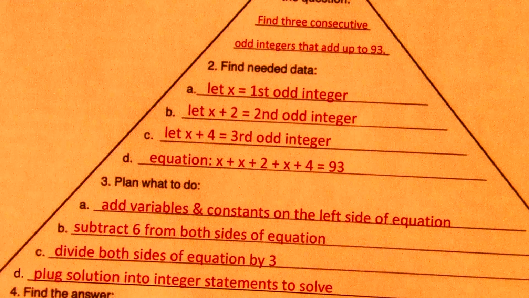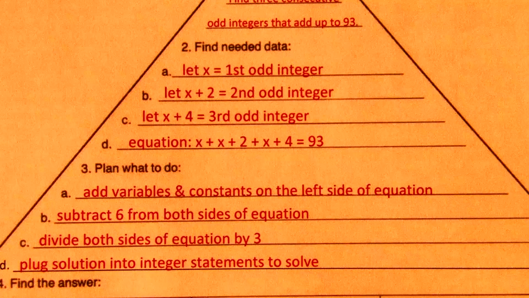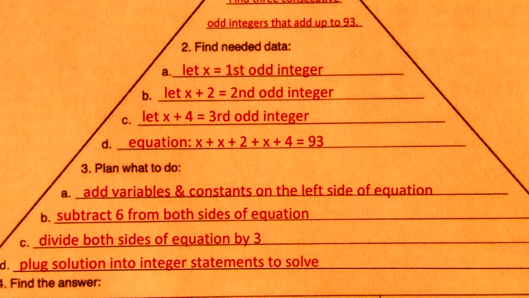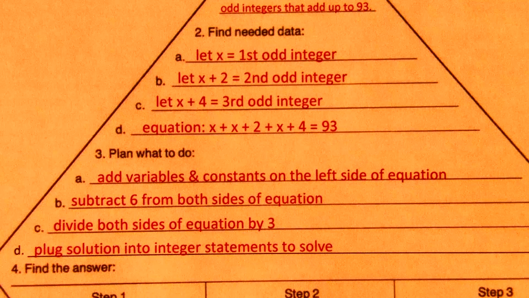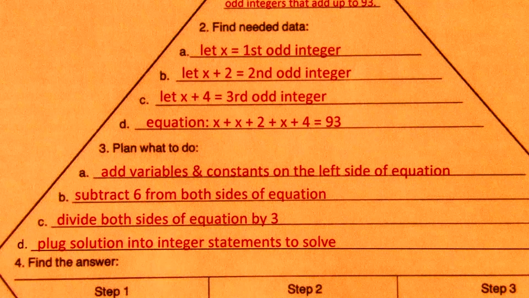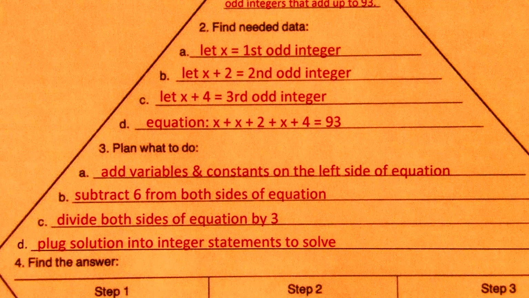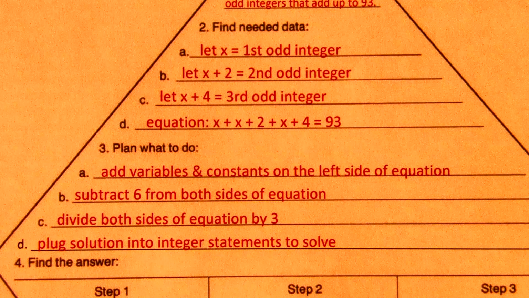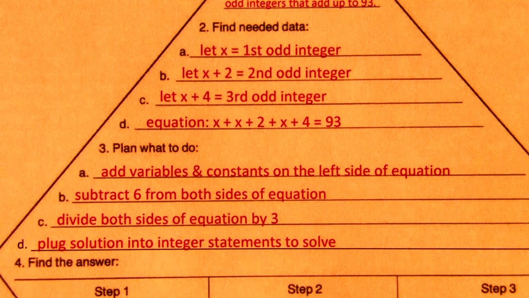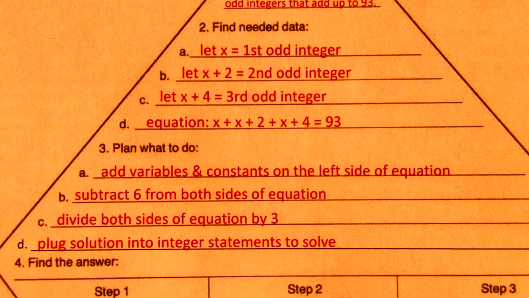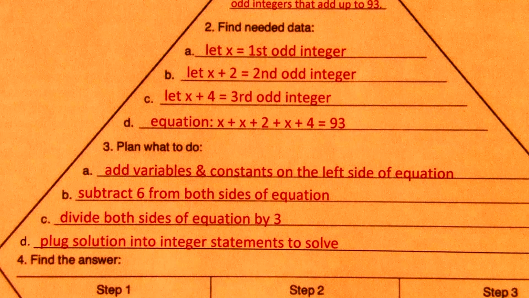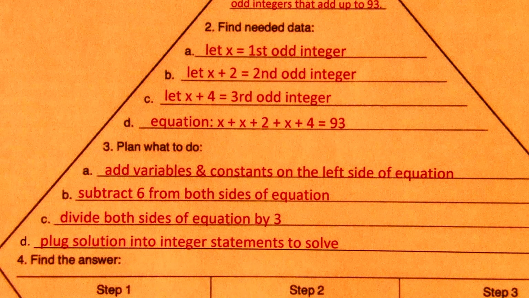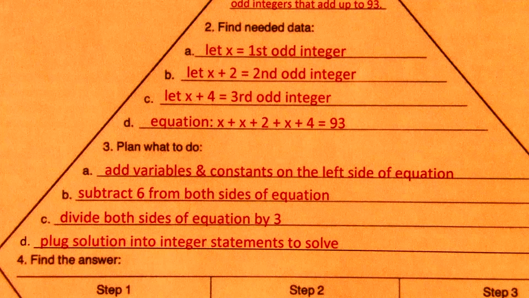So in order to get the variable isolated, we want to get 6 over to the right-hand side by subtracting it from both sides. Next, we want to get rid of that 3 that's multiplying that x, and the way that we cancel that 3 is by dividing both sides by 3. Then we're left with an x equals statement, and so from there we need to figure out what x actually means, and we'll get to that in a second.